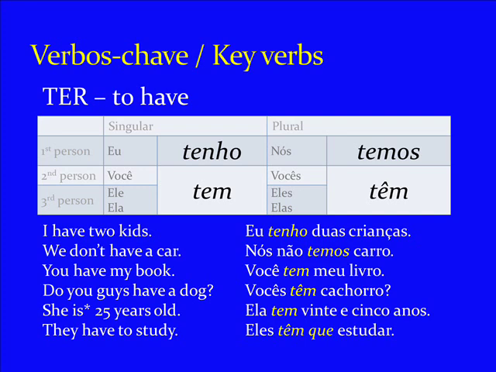Examples. I have two kids. Eu tenho duas crianças. We don't have a car. Nós não temos carro.